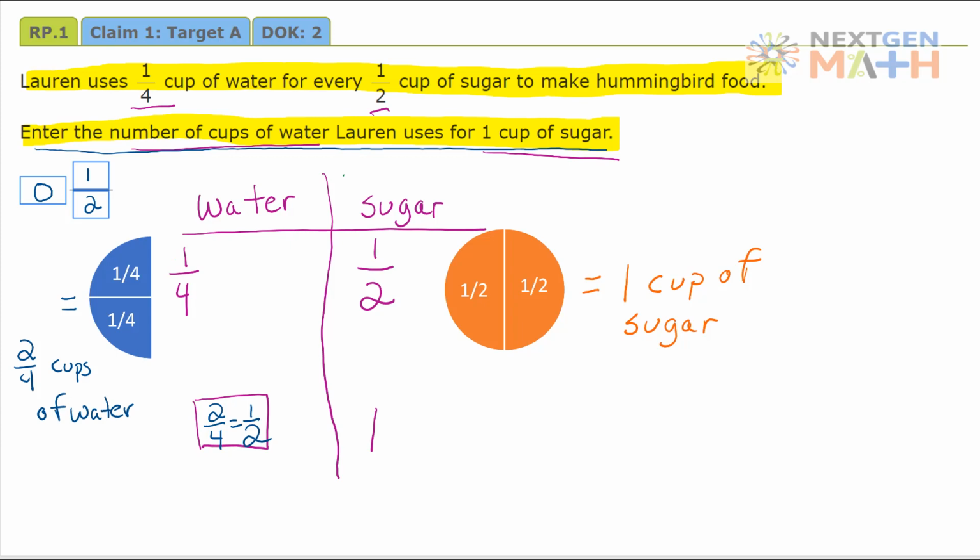You may have another way to solve it. As long as it makes sense to you and your neighbor or partner understands it and it's correct, then you know you have a great way to solve a problem.